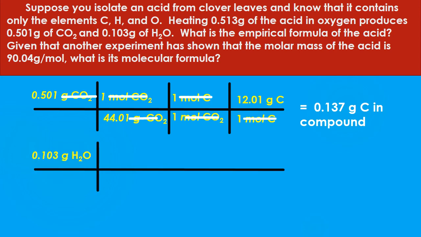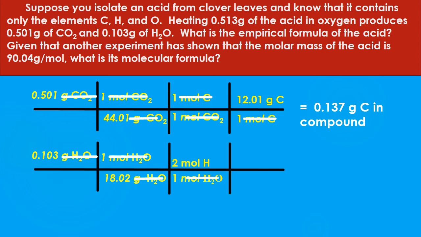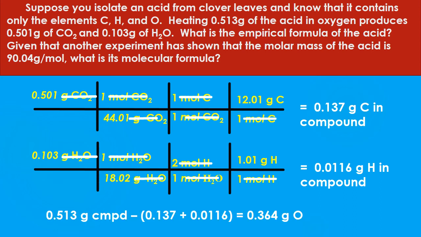We do the same thing for water, 0.103 grams. In 1 mole of water we have 18.02 grams. Then we look at the mole ratio. In water molecules, we have 2 moles of hydrogen in every mole of water. Then we multiply by 1.01 grams in each mole of hydrogen. And that gives us 0.0116 grams. Once we've done that, we can calculate the mass of oxygen by subtracting these two values from 0.513.